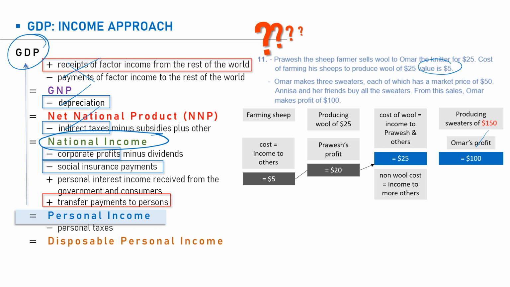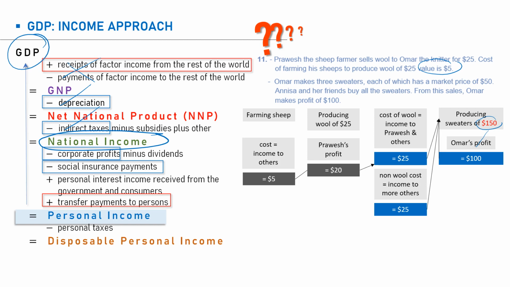And how much is this? Since the value of production of sweaters is $150, and we already have 125, this is the remaining 25 that goes to other people. All right, and from this, it's already complete. The $150 here comes from 25, 25, $50 of cost of production, plus the profit of $100.